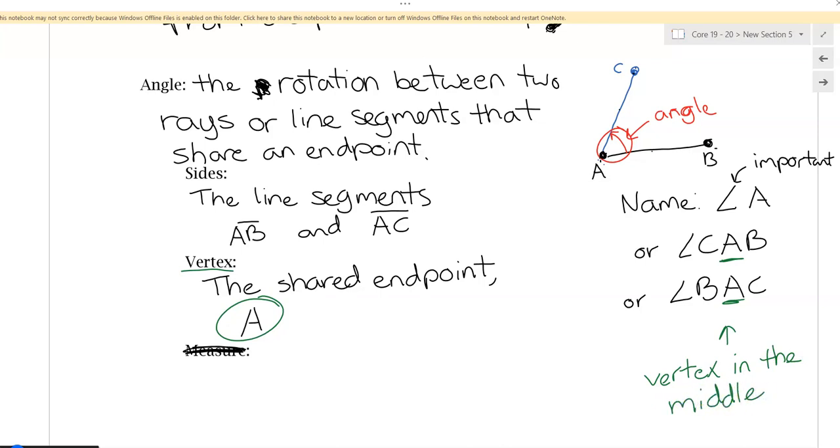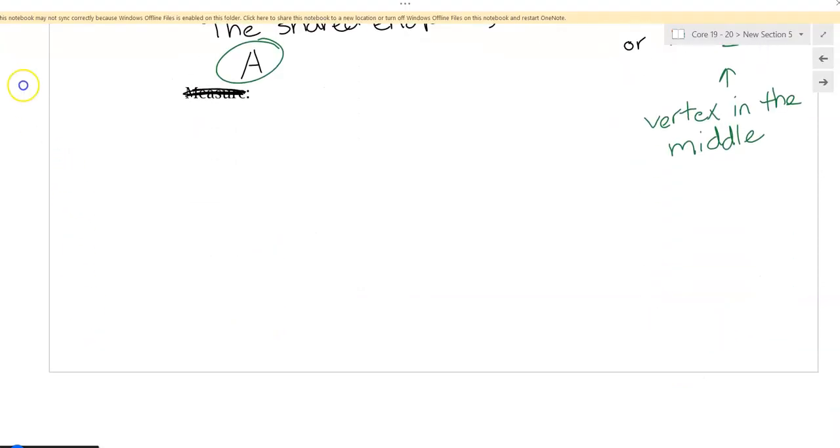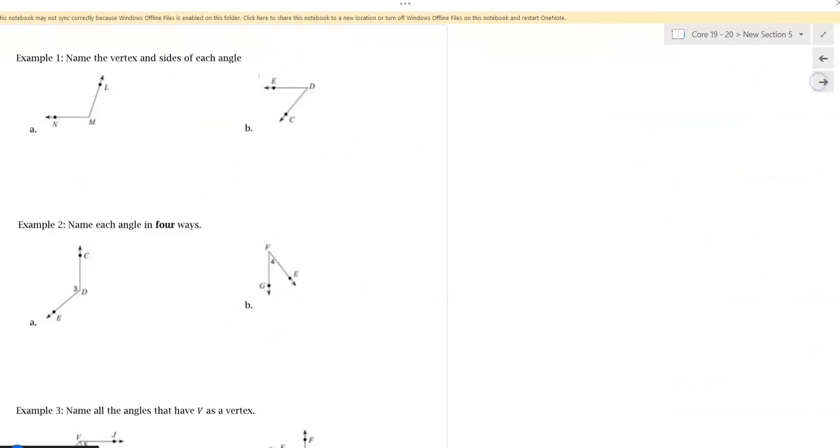So, if you know where your vertex is, you should be able to name it. Okay? It's either named by just the vertex, or the vertex is in the middle of the name. Alright. Moving on to our questions.